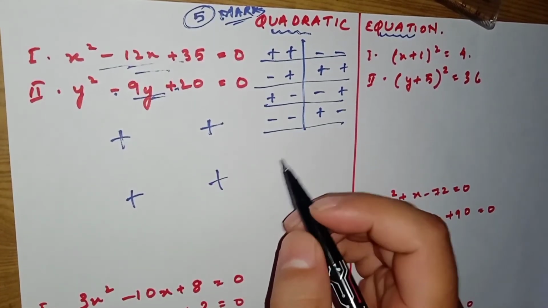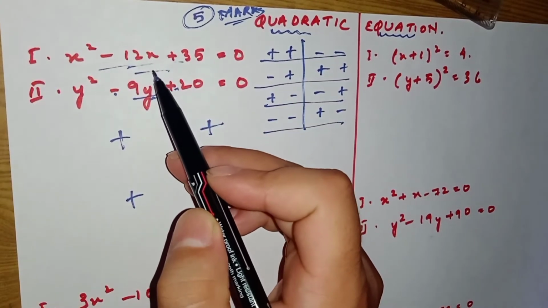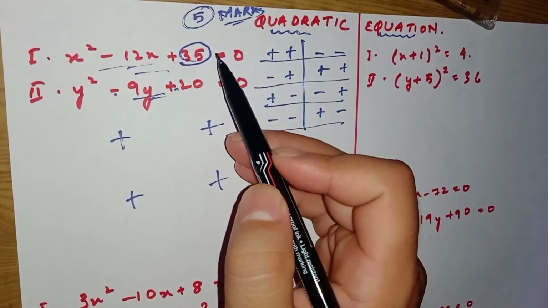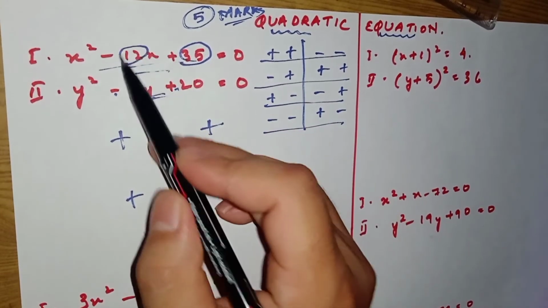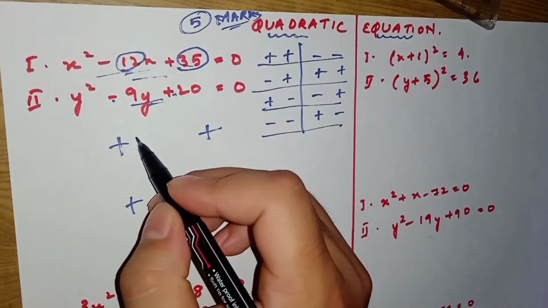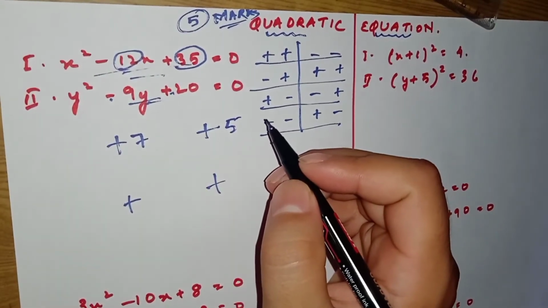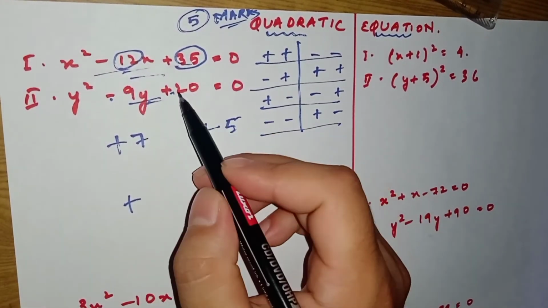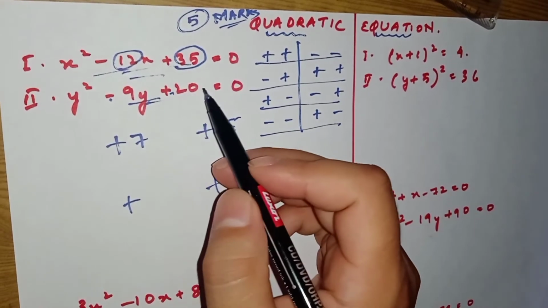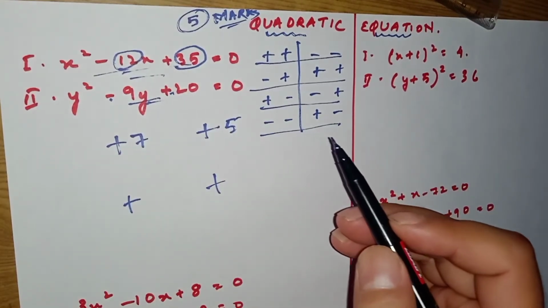So to find the roots we have to get two numbers. When we multiply them we will get 35, and when we add them we will get 12, and the two numbers will be 7 and 5. All right, and we have to find numbers which when we multiply we get 20, and when we add we get 9.